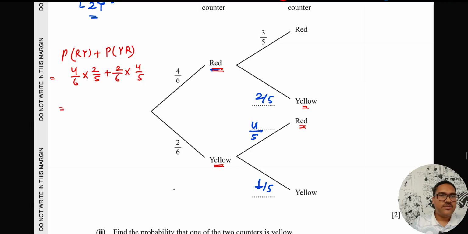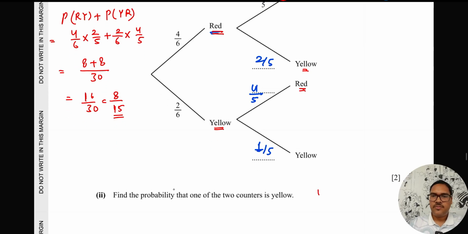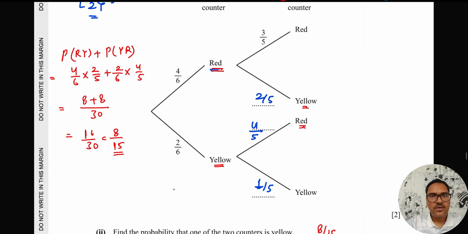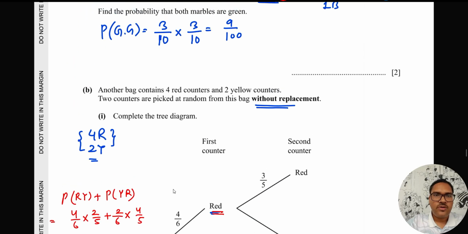So now you can just simplify this. This is 8 plus 8 upon 30. This is 16 divided by 30, which if I cancel is 8 by 15. So the answer is 8 by 15. Okay. So I hope you have understood this question also. Standard question, there is nothing difficult in this question. So this completes this question of probability.